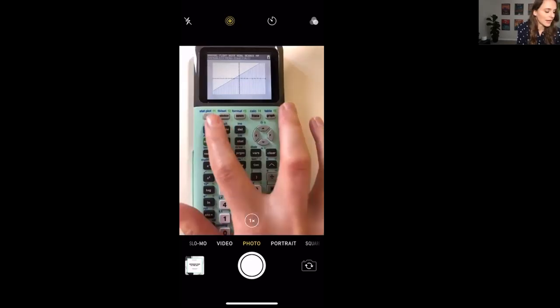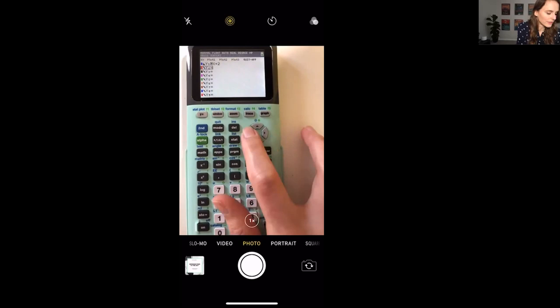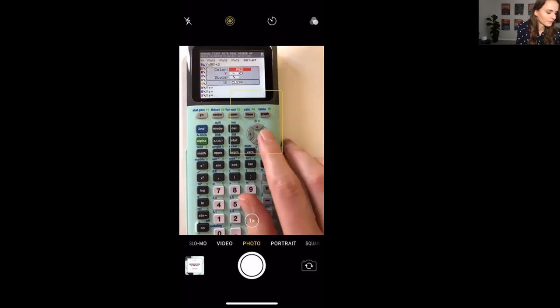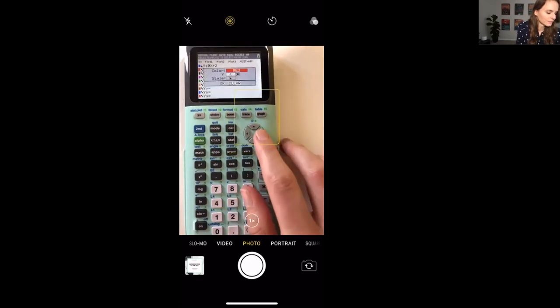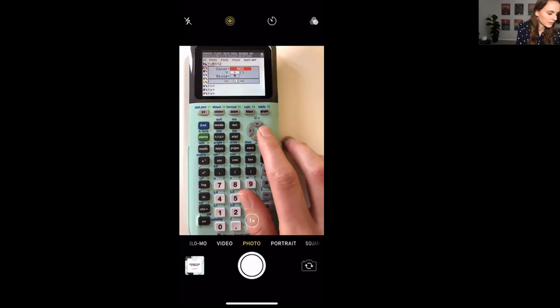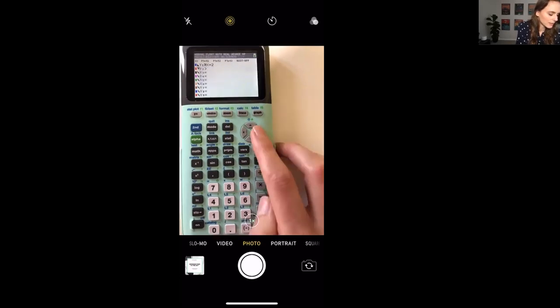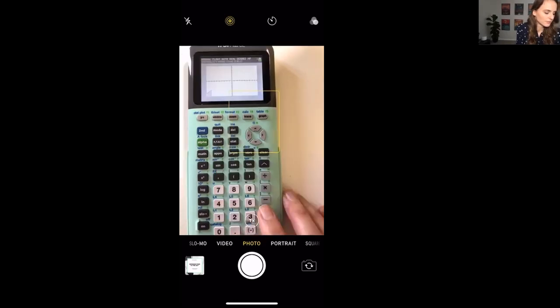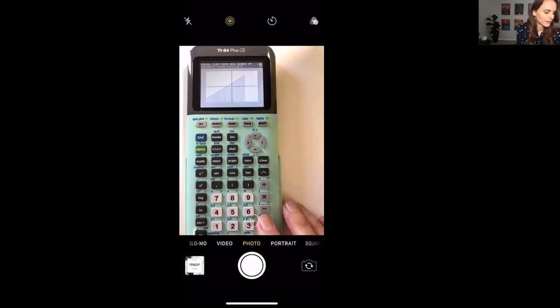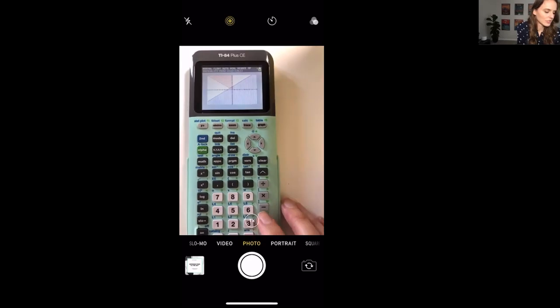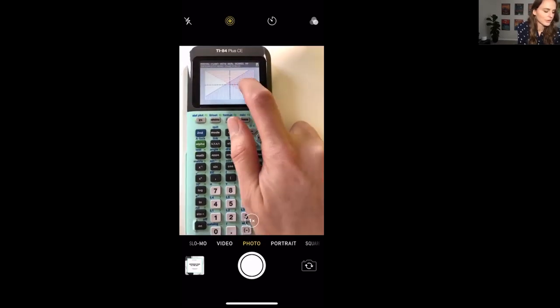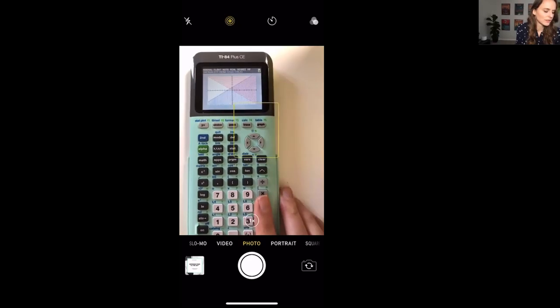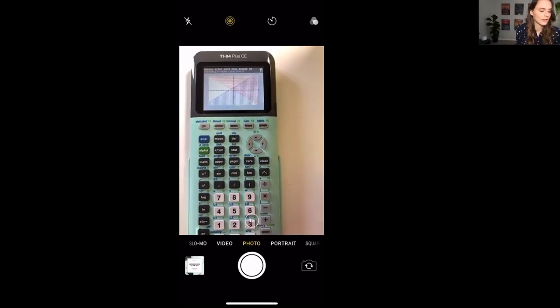So I could go back to y equals, I could do another line. Let's just make it that one and make that like negative x. And it can do 2 lines for me too. So I would see here that where it's shading for both of them, right over here, is where the solution is going to be for that inequality set.